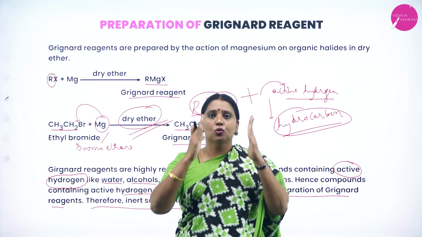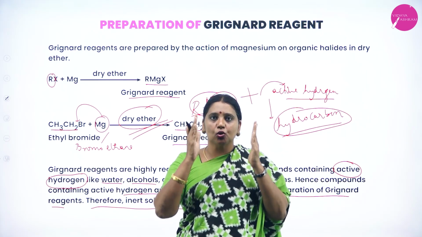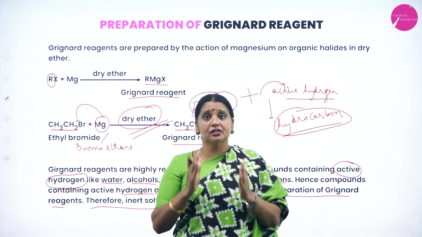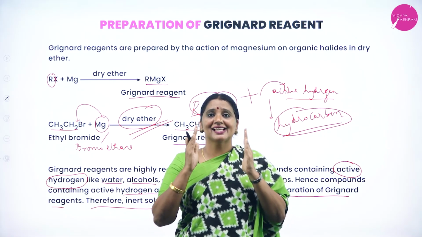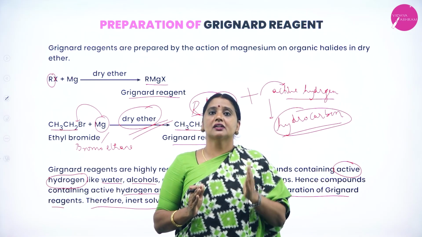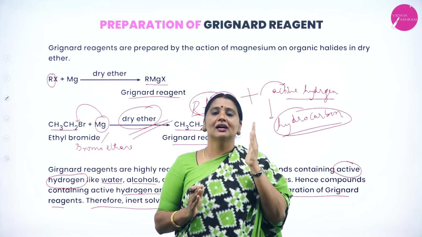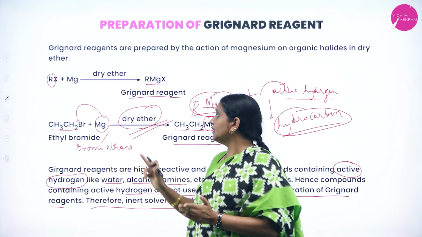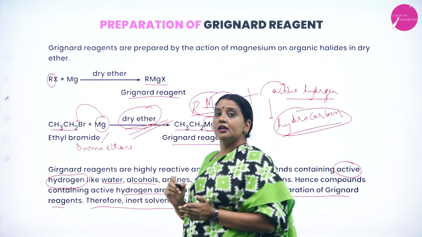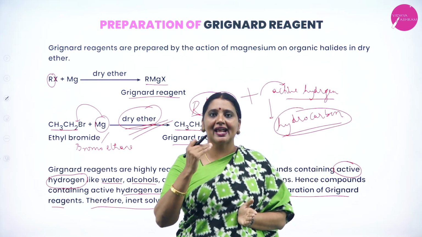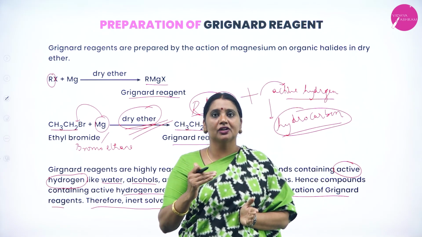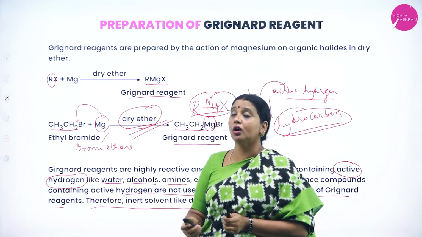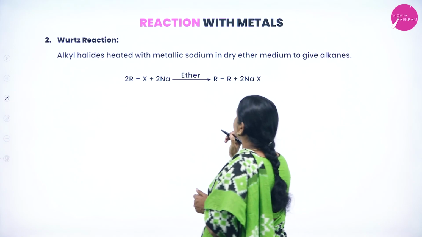Once again, I will repeat. What is Grignard reagent? Organomagnesium halide. Organomagnesium halide is called Grignard reagent. The general formula is RMgX. R is not only alkyl, it is alkyl, aryl, allyl, etc. X is a halogen atom. The preferred solvent is dry ether because other solvents like water, acids, amines contain active hydrogen. If it reacts with Grignard reagent, they will form a hydrocarbon.